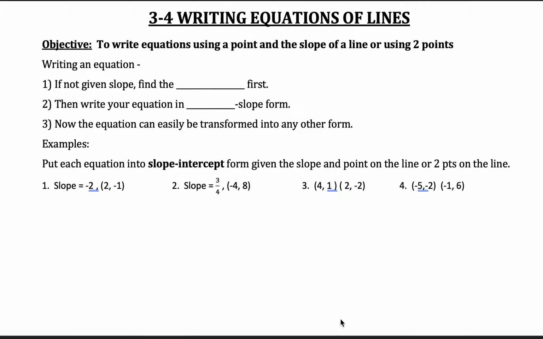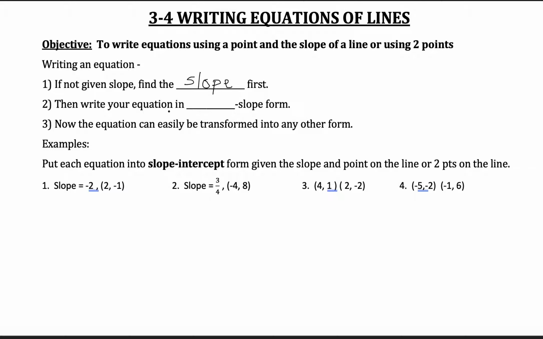Welcome. In this video, we're going to cover writing equations of lines. Specifically, we're going to write equations of lines using a point and the slope of a line, or using 2 points that we are given. So when you're writing an equation of a line, if you are not given the slope, you must find the slope first. You need that slope to be able to write that equation of the line.